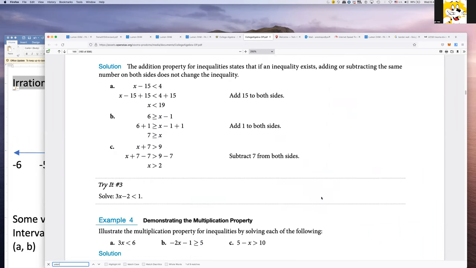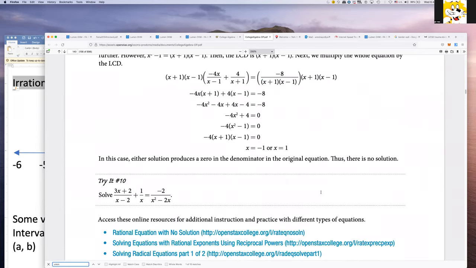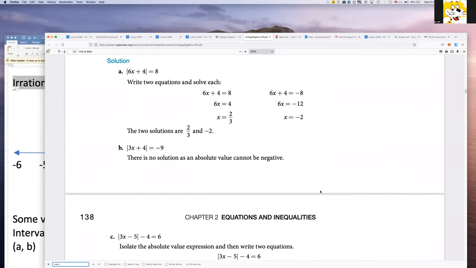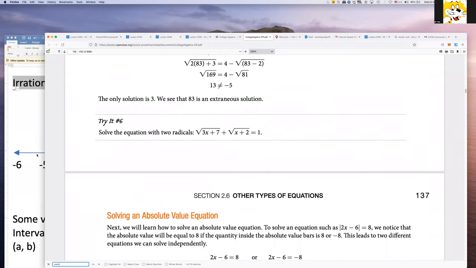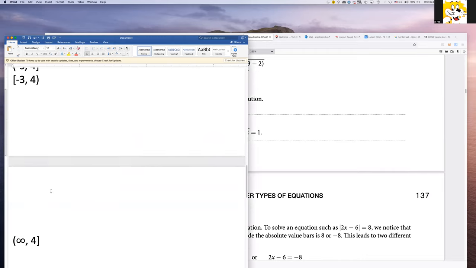All right, inequalities. No, it doesn't go into union. I'll find it. Anyway, we need to go over it. All right, so right now we're going to jump into union.